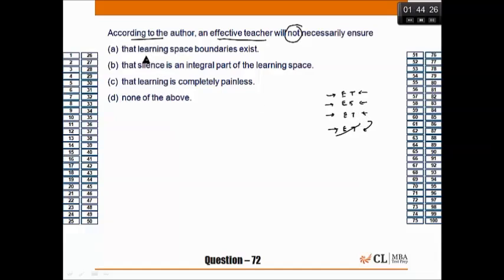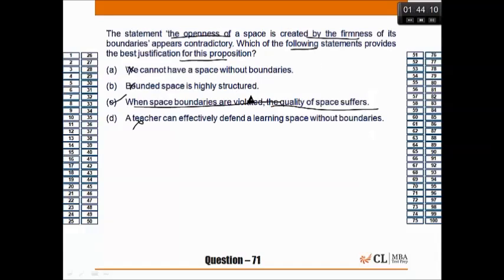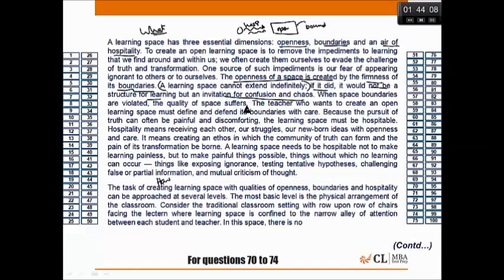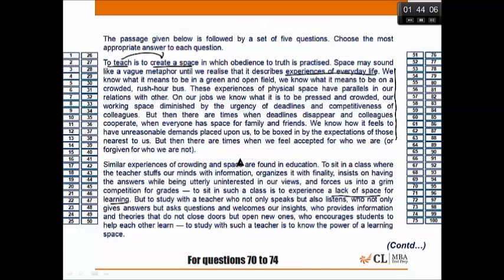Okay, the learning space boundaries exist. Yeah, that is as per the passage, so that eliminates. The silence is an integral part of the learning space. I think towards the end we read. Yeah, it is. Learning space is completely painless. No. I remember reading it here.